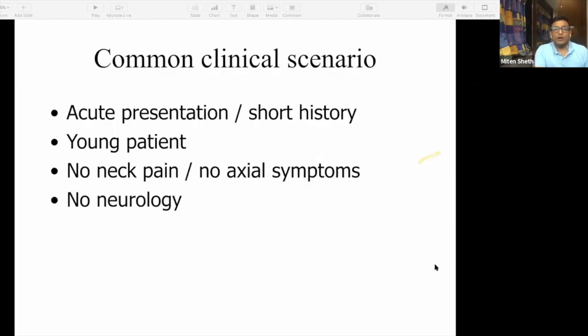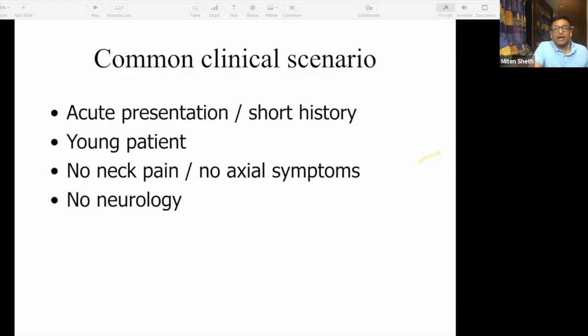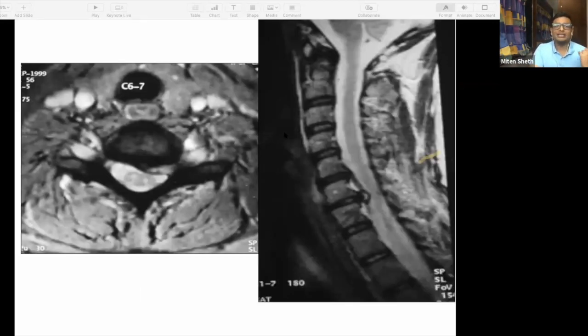Okay, now let's consider certain scenarios. You have a young patient who is complaining of neck pain, and suddenly everything is fine and there is no neurology. You're just doing standard exercises, and suddenly the patient develops locking of the neck and left hand pain. You do an MRI, and this is what you're going to see.